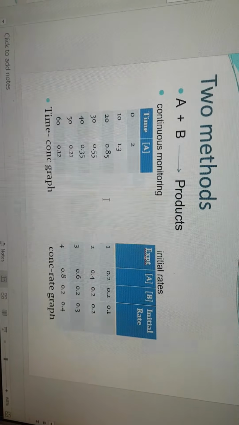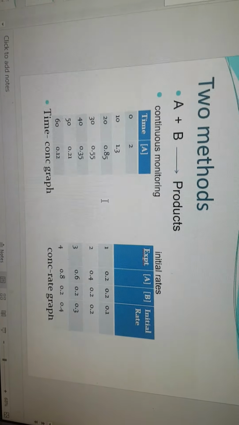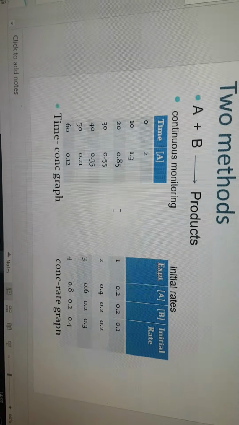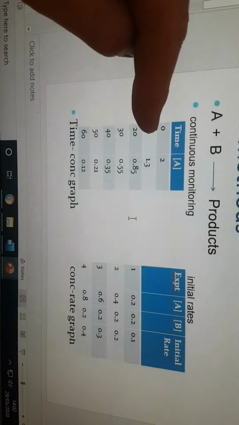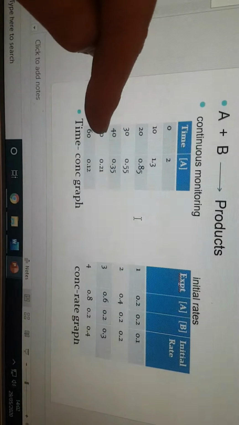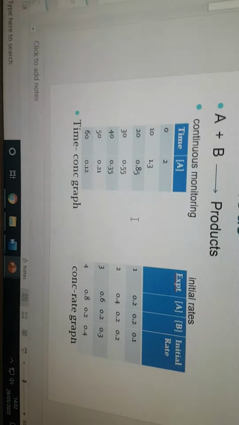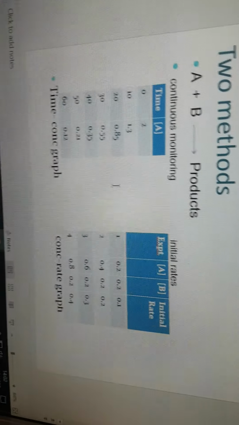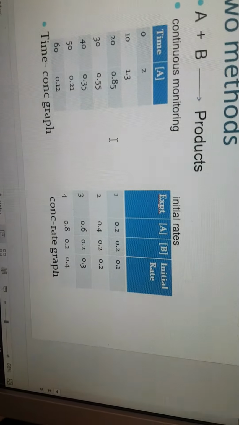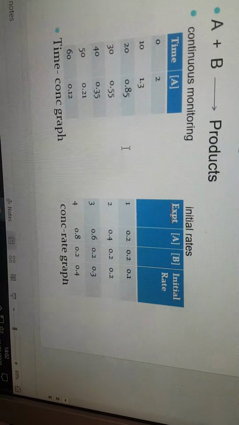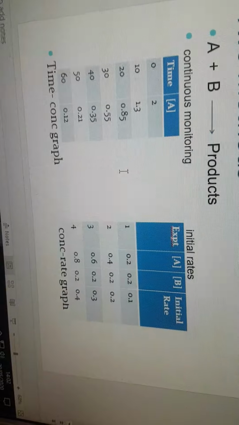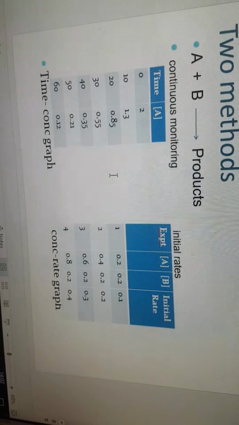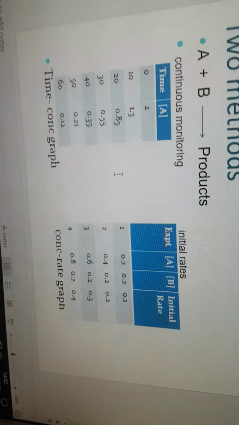Now, just to give you an example, if you were using continuous monitoring, as we've mentioned before, it won't hurt to go through it again, you would do one experiment only, but you would take many different measurements at many different time intervals during that experiment. If, on the other hand, you use the initial rates method, you would have to do 4 different experiments, changing the concentration of A each time, and measure only the initial rates. You'd only take a single measurement from each of these experiments, usually after only 10 or 20 seconds.